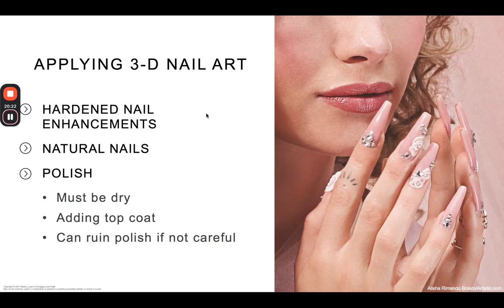You can also do 3D nail art on natural nails. You can also apply it over polish. Just make sure that the polish is dry. And then once you're done, you may have to add a top coat for shine. And you want to be careful if you're applying 3D nail art to regular polish, because 3D nail art requires you to use monomer liquid and polymer powder. And if you're not careful, you can ruin your regular polish design or your polish application.